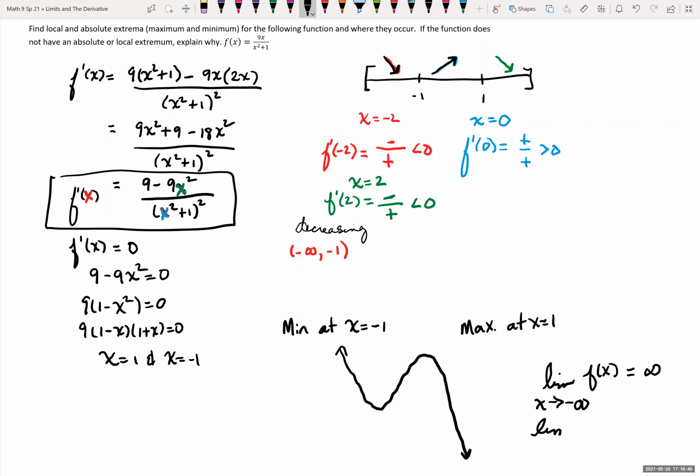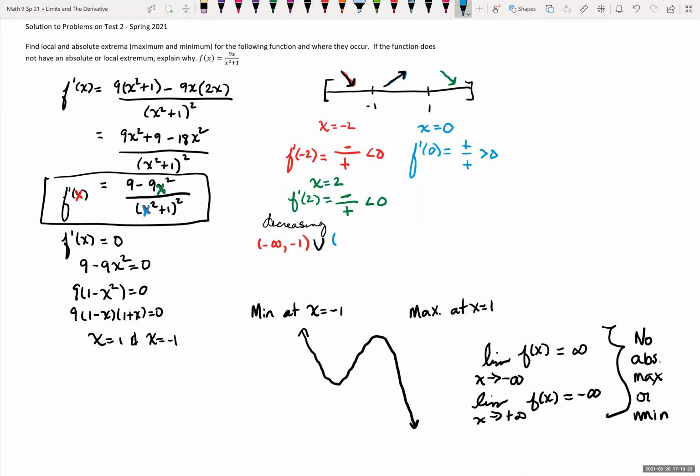So we need to go in here. This was decreasing. It's also decreasing from 1 to infinity. I guess I don't need to really write that stuff because that's not what it's asking. So we're finding now the local extrema, and it said where they occur for the following function. Okay, so find them. The local extrema, that is where the y value is.